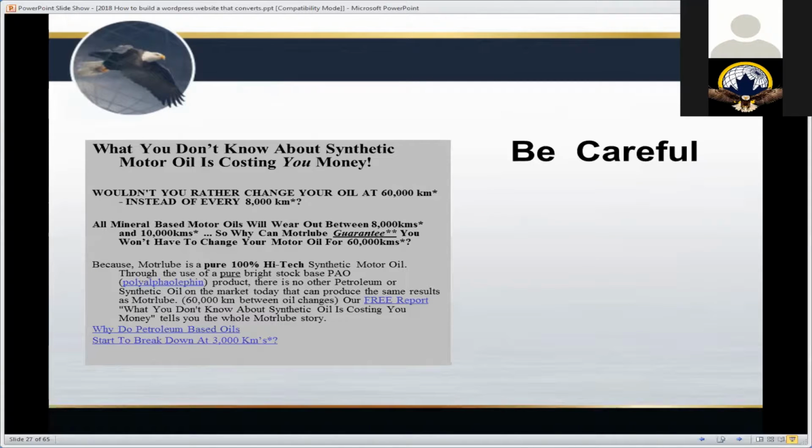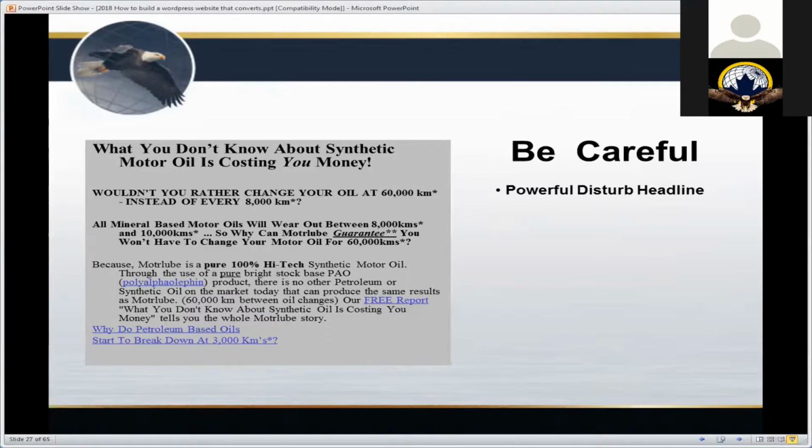So here's an example of a good headline. What you don't know about synthetic motor oil is costing you money. And what we want is a powerful, disturbing headline. So here's another one. Would you rather change your oil at 60,000 kilometers instead of every 8,000 kilometers? And the answer is yes, because how much money are you going to be saving? And that's an example of a good headline and a really good subheadline.